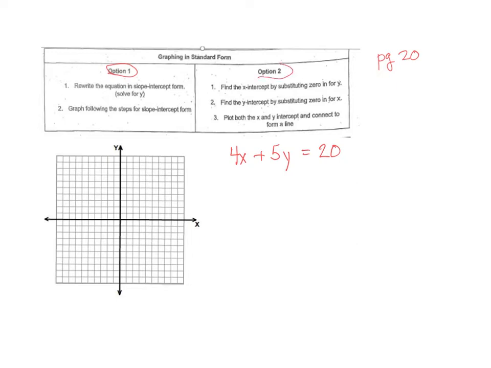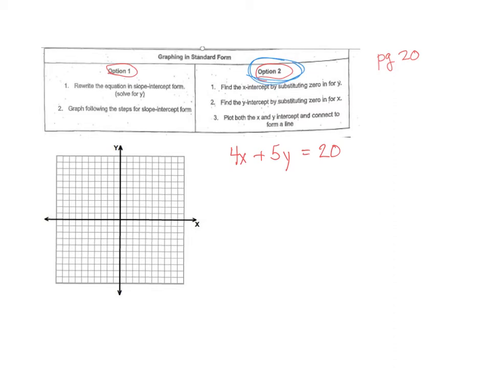Option 2 is a little bit more recent, and it has to do with finding the x and the y intercepts. We're going to look at both of these options with this problem and show you that they get the exact same line, the exact same answer, and then talk about what might be best or not best to use these options. Okay, so let's go with option number 2 first.